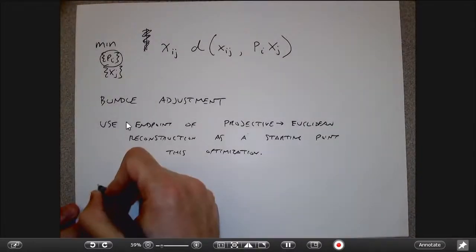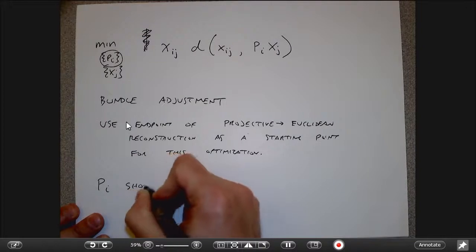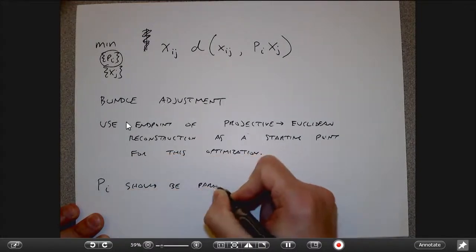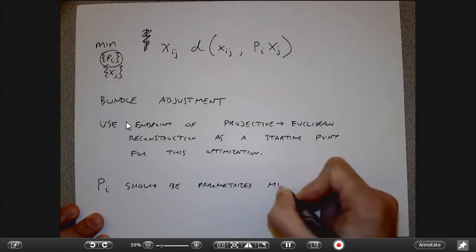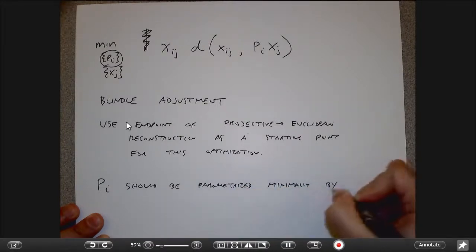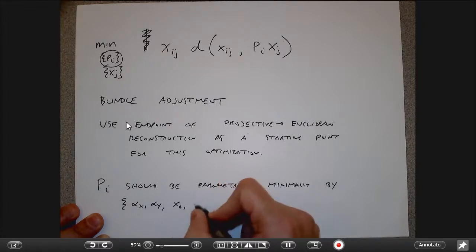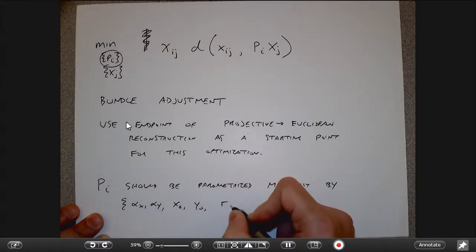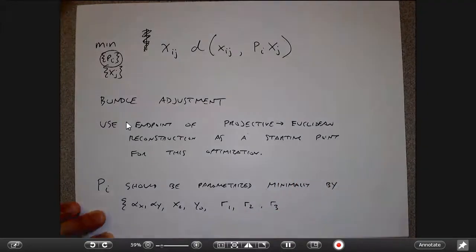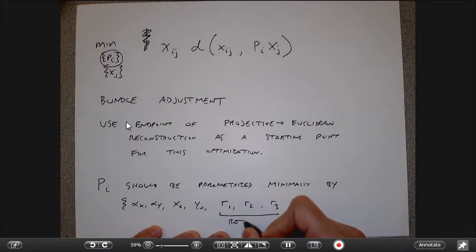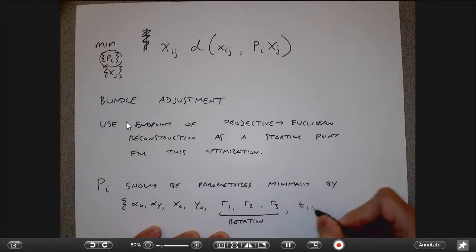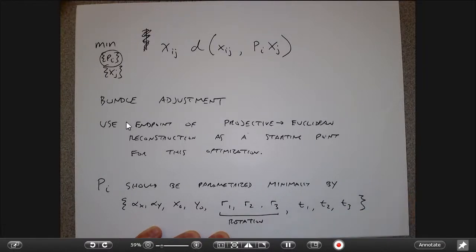What I want to do is say, okay, this P_i should be parameterized minimally by a couple of parameters for the aspect ratio and the focal lengths, the principal point, let's say 3 numbers for the rotation matrix, and 3 numbers for the translation. And if I know further information, for example, that these 2 things should be equal, or that this is exactly 0, then I should definitely not include those as degrees of freedom in estimating P.